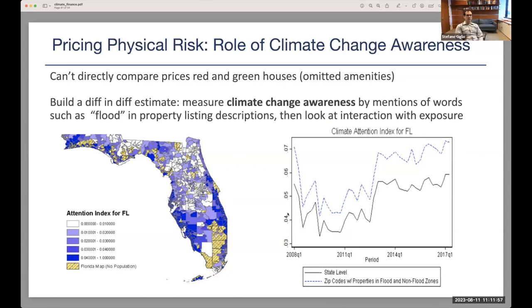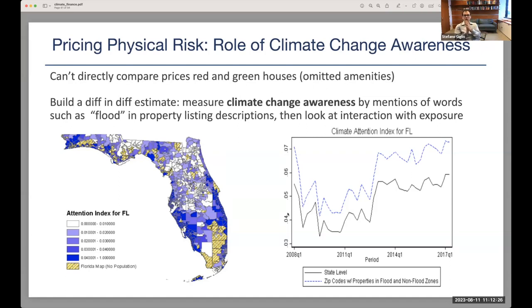Okay, so how does a diff in diff work? We say, well, something must change over time. And what must change over time is something we think affects the price or the discount rate, but shouldn't affect the actual physical property, right? Because we want to figure out climate discount rate effects. So in practice, we build a climate change awareness index.